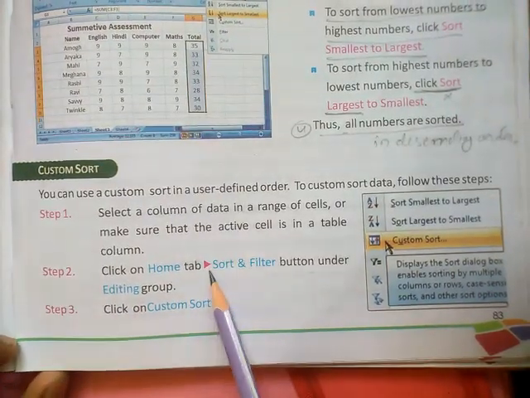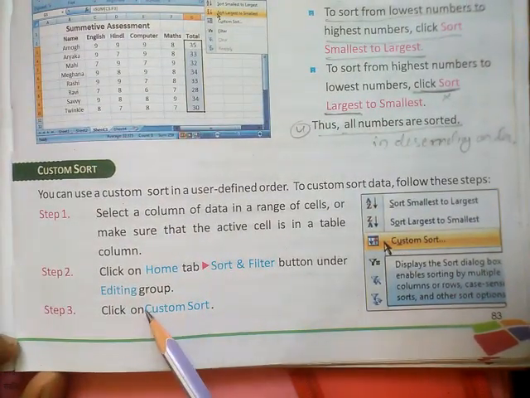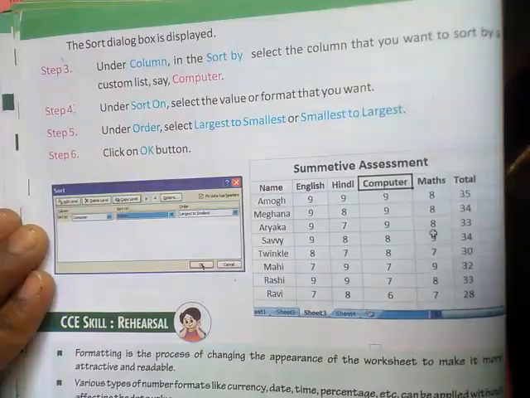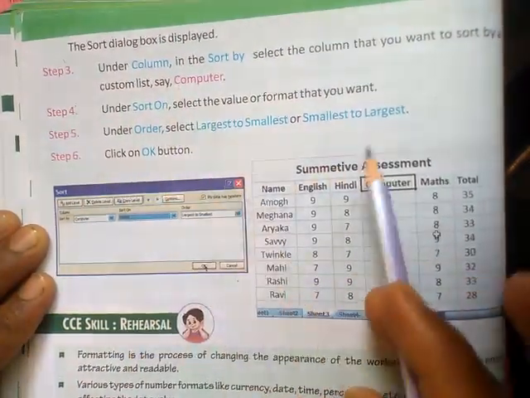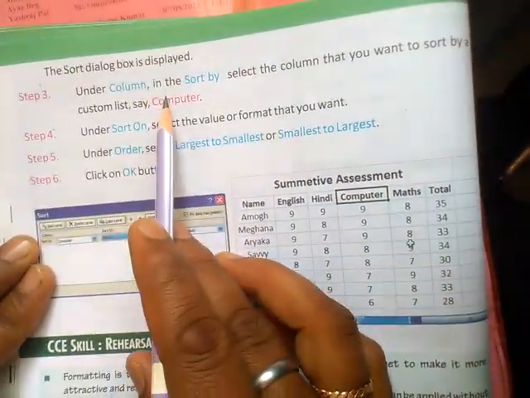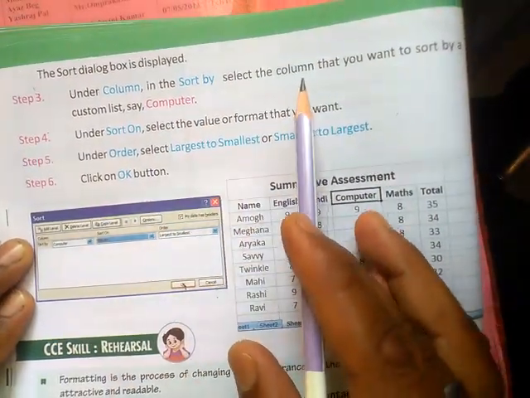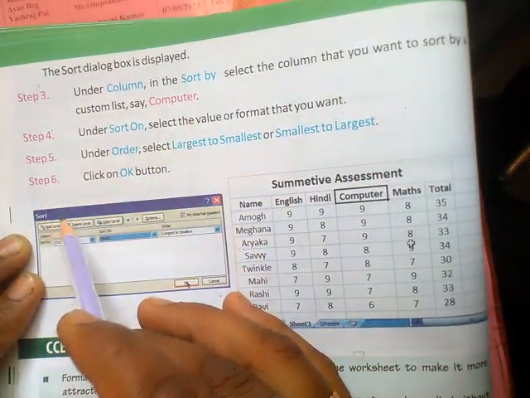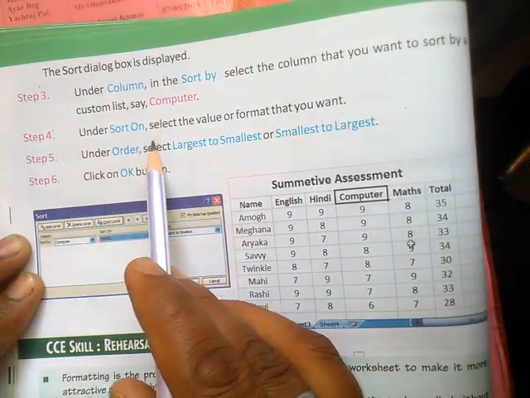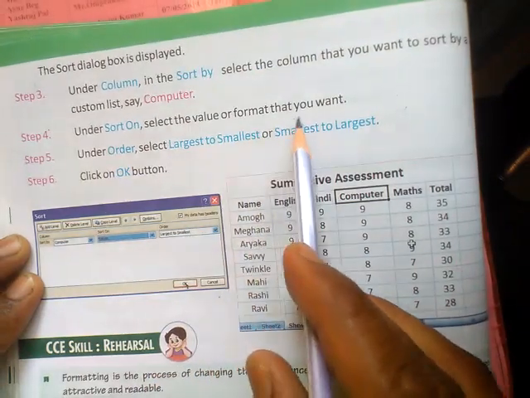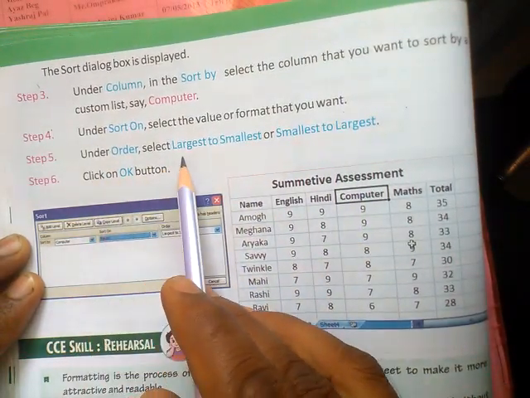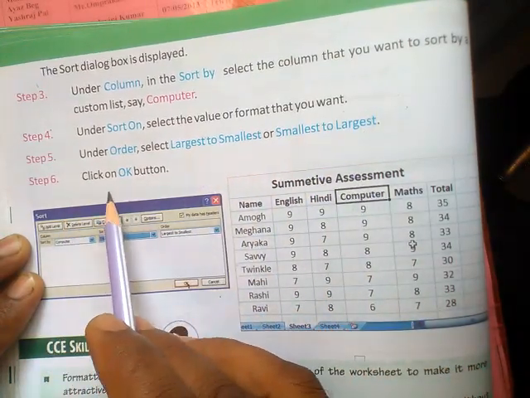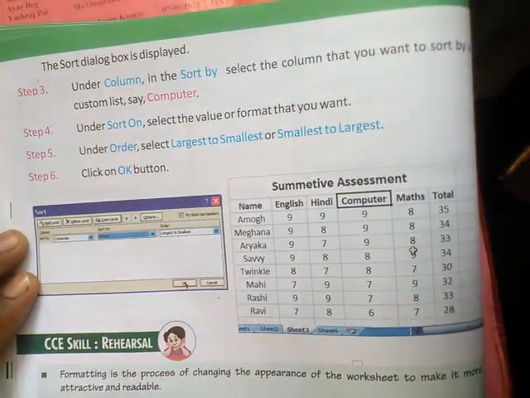Step 2, click on the Home tab, Sort and Filter button under the Editing group. Step 3, click on Custom Sort. The Sort dialog box is displayed. Step 4, under Column in the Sort by, select the column that you want to sort by a custom list, say Computer. Step 5, under Sort On, select the value or format that you want. Step 6, under Order, select largest to smallest or smallest to largest. Step 7, click on the OK button.